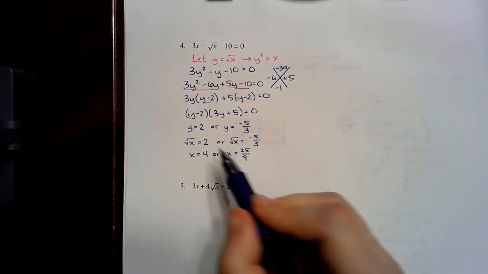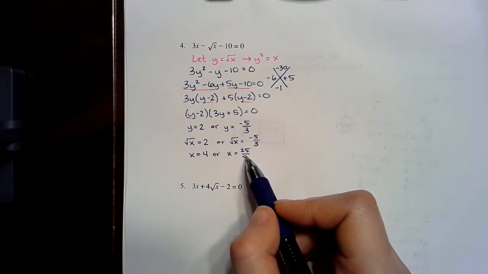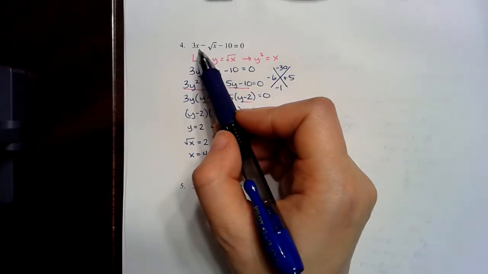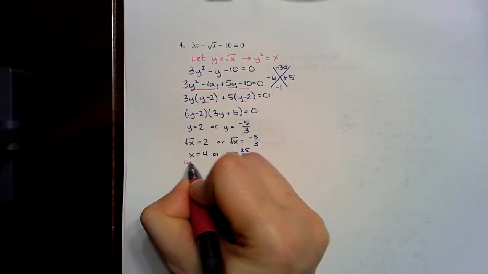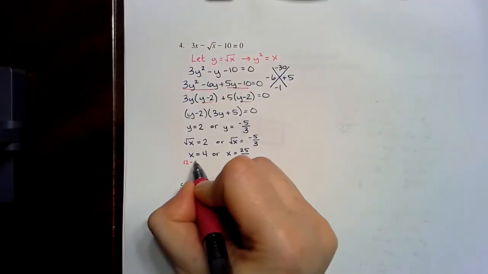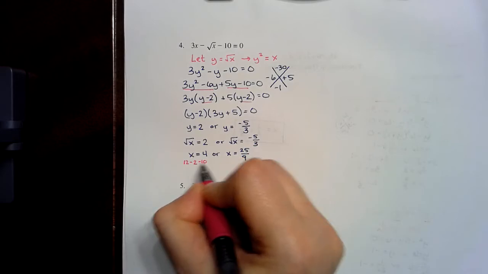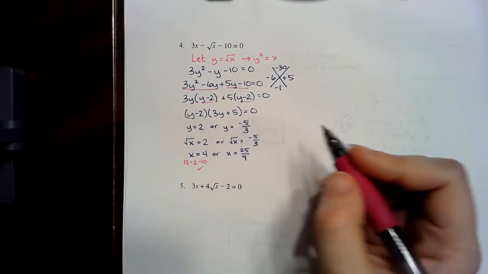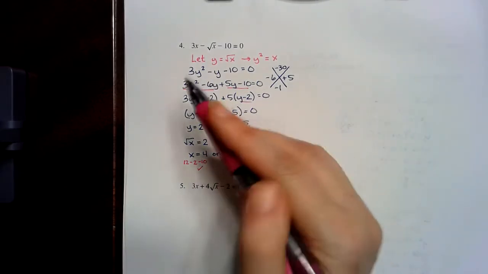So, remember that because we squared both sides, I need to check my answers. So let's check 4. 3 times 4 is 12, minus the root of 4, 2, minus 10. 12 minus 2 is 10, minus another 10 is 0. That worked out.